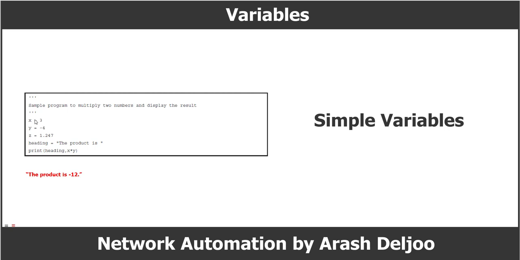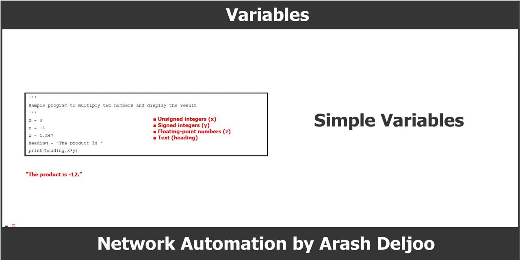As you can see here, we have four simple variables: X, Y, Z, and also the heading. The values of simple variables can have a variety of formats. The example includes variables that contain integers. X is a signed integer, Y is an unsigned integer, and Z has floating point numbers. And here we also have the heading, which is a text variable.